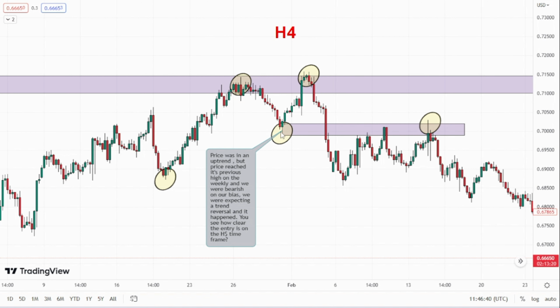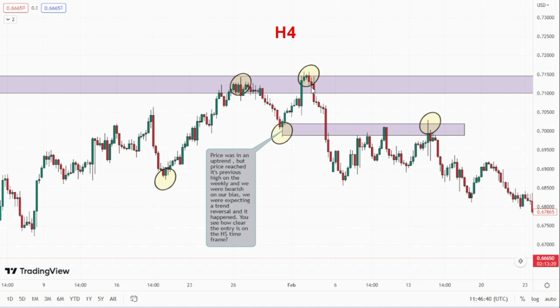So here we had the previous lower high. Price came, failed to break this higher high here, created a double top, and began to decline here from our significant level. You can see this sharp decline.